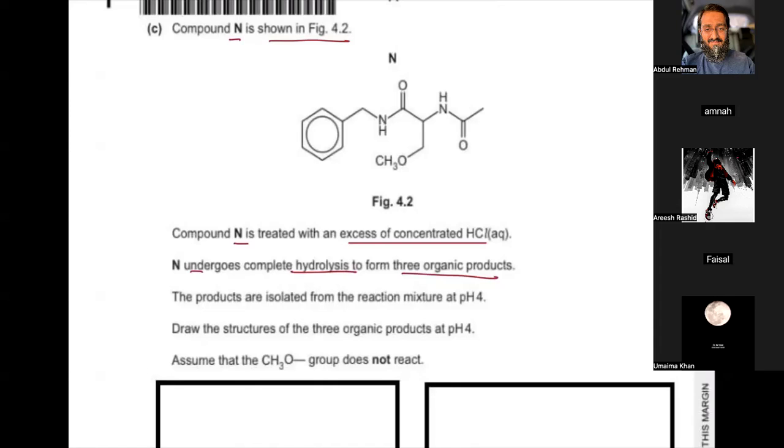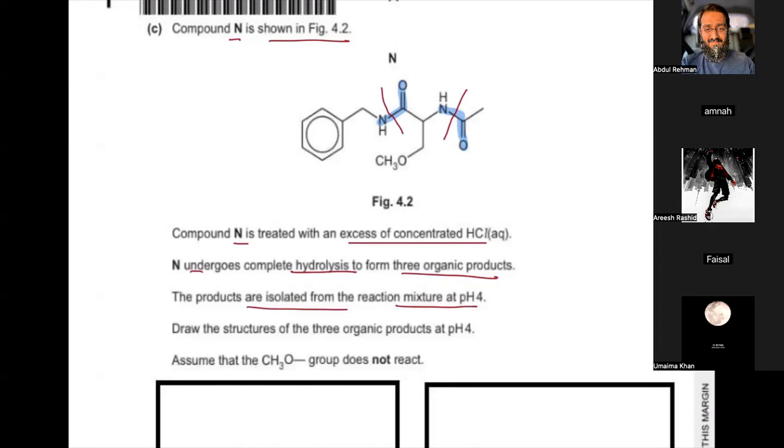So see, hydrolysis always occurs at these links: nitriles undergo hydrolysis, amides undergo hydrolysis, esters undergo hydrolysis, and halogenoalkanes undergo hydrolysis. So over here, if you see, this is the amide link. This is the amide link. So from here, the breaking occurs. So see, we are getting three fragments, so three compounds are being formed. The products are isolated from the reaction mixture at pH 4.